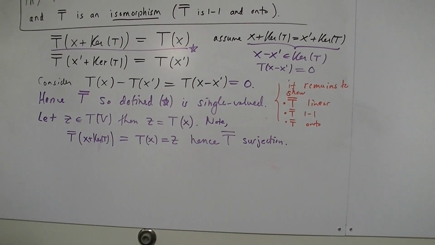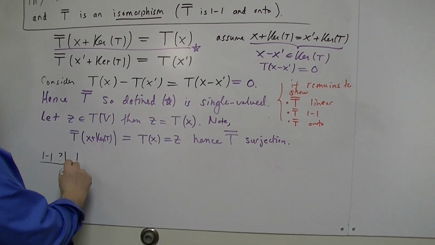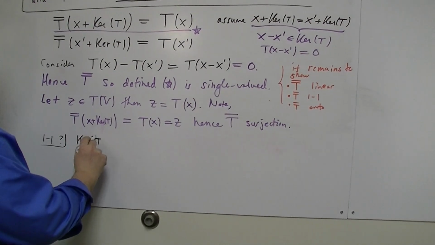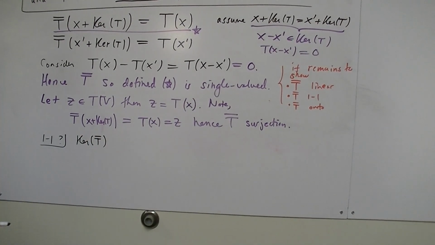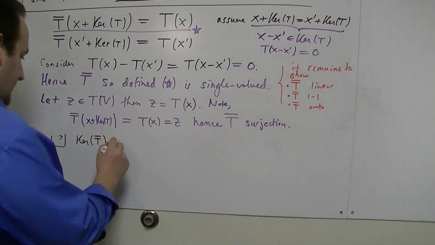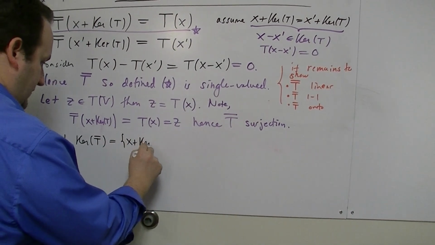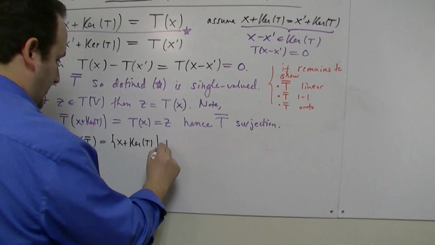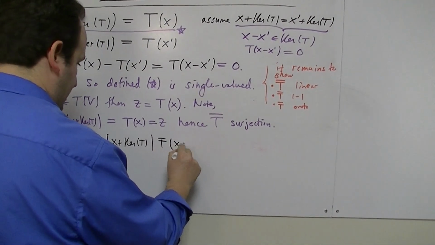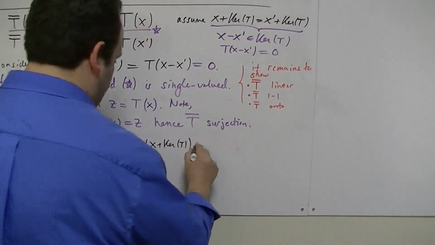That the function equals. Let's calculate the kernel of T bar. If we can calculate the kernel of T bar and show that it's just 0, that shows it's injective. So that was the theorem we had. So kernel T bar would be what? It's x plus kernel T, such that T bar of x plus kernel T equals 0, right?